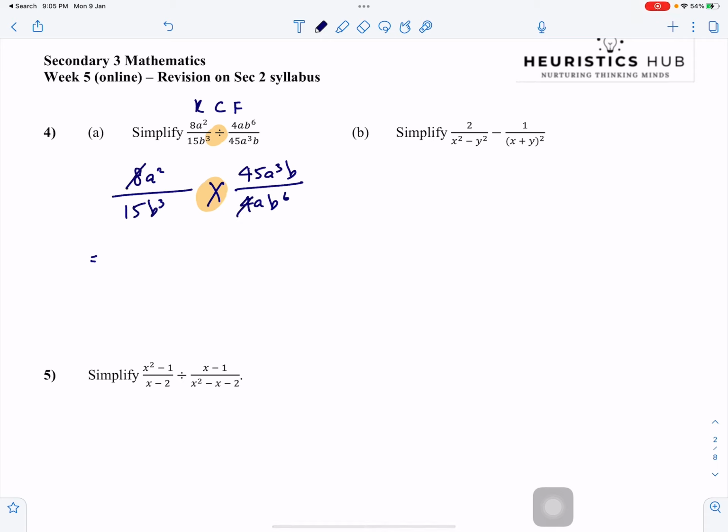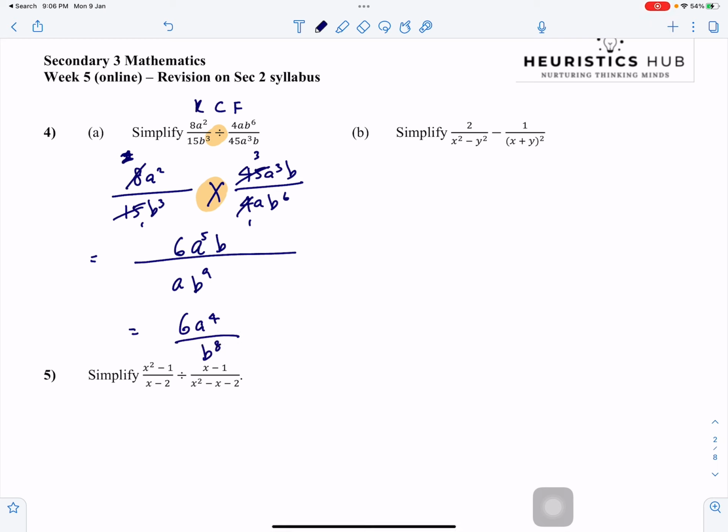You can cancel. And then you can cancel 3 and 1. So cancel the numbers first. If you want, you don't have to cancel first, you can just multiply them out first. It's a to the power of 5 over ab to the power of 9. And there you go. You will be able to get the answer 6a to the power of 4 over b to the power of 8.